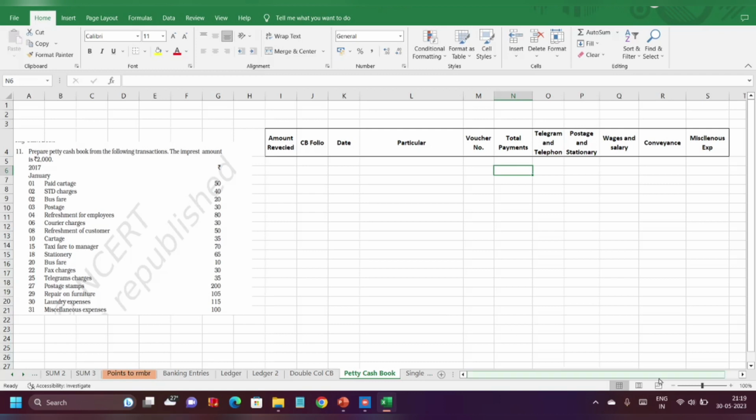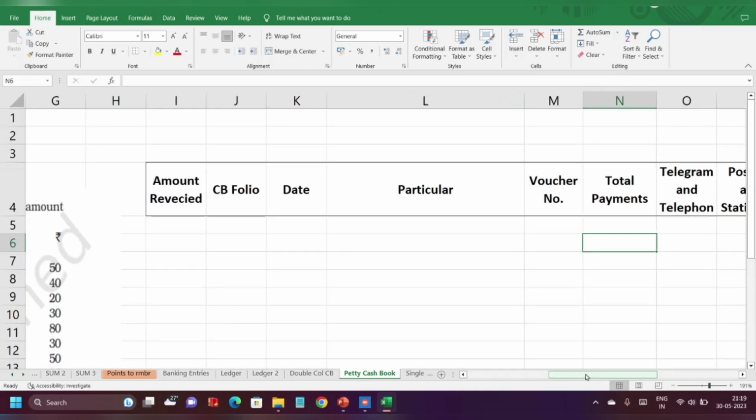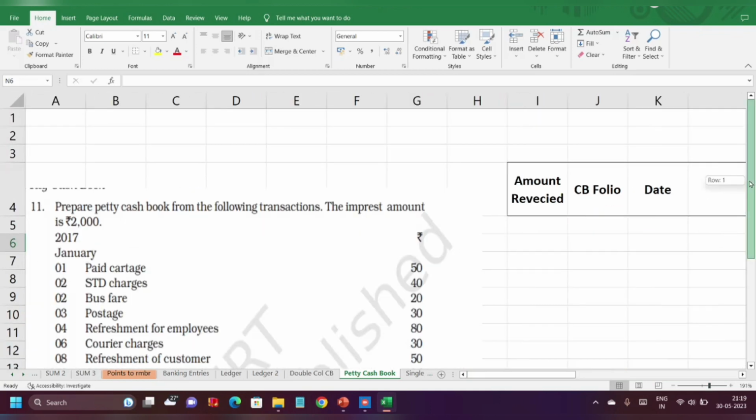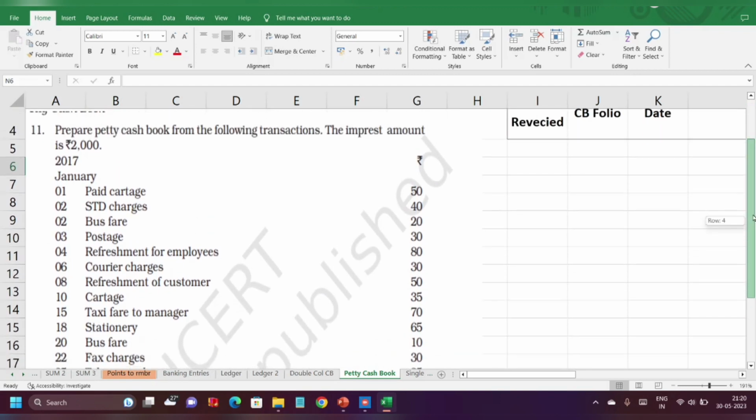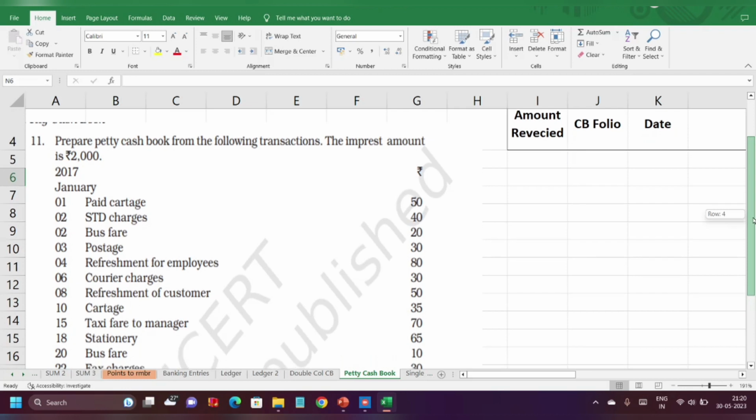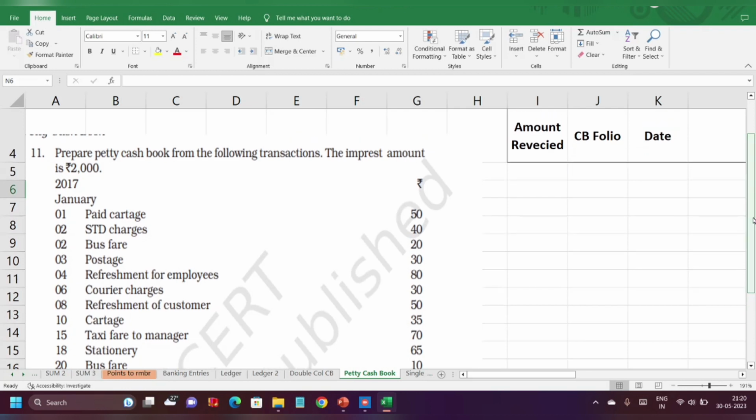Prepare a petty cash book from the following transactions. The imprest amount is rupees 2000. So here, imprest amount is 2000 rupees, which means the cashier is given 2000 rupees, and from that 2000 rupees, he has to incur the following expenses. Let us read out the expenses.